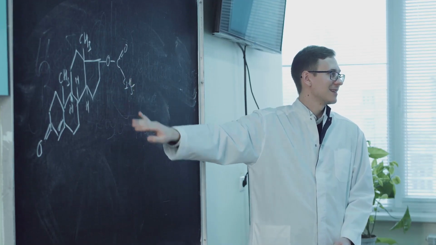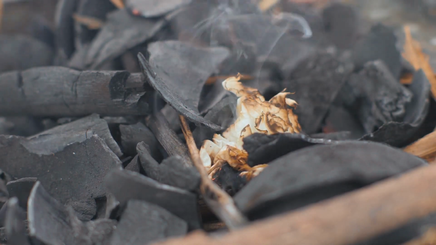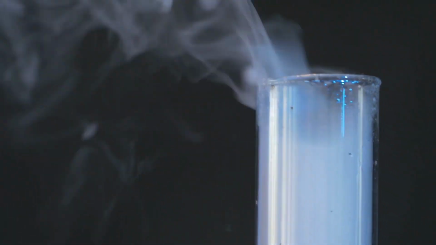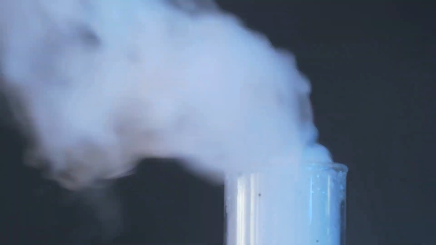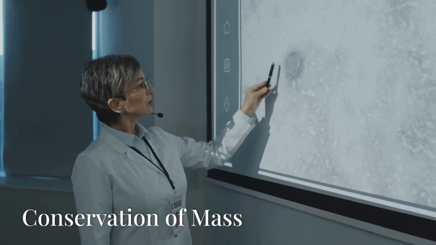Now let's consider a chemical change. If you were to burn a piece of paper, the paper would turn into ash and smoke. This is a chemical change because the paper undergoes a chemical reaction with oxygen in the air, resulting in the formation of new substances, ash and smoke.